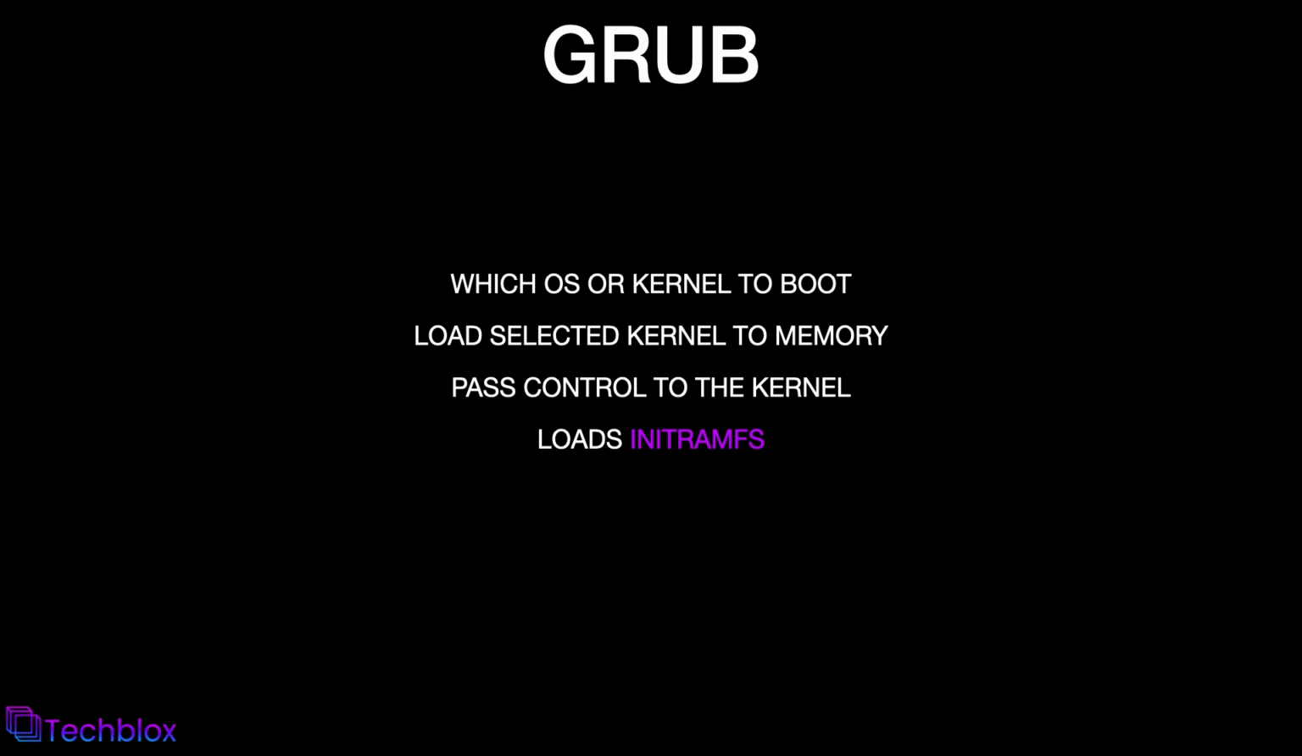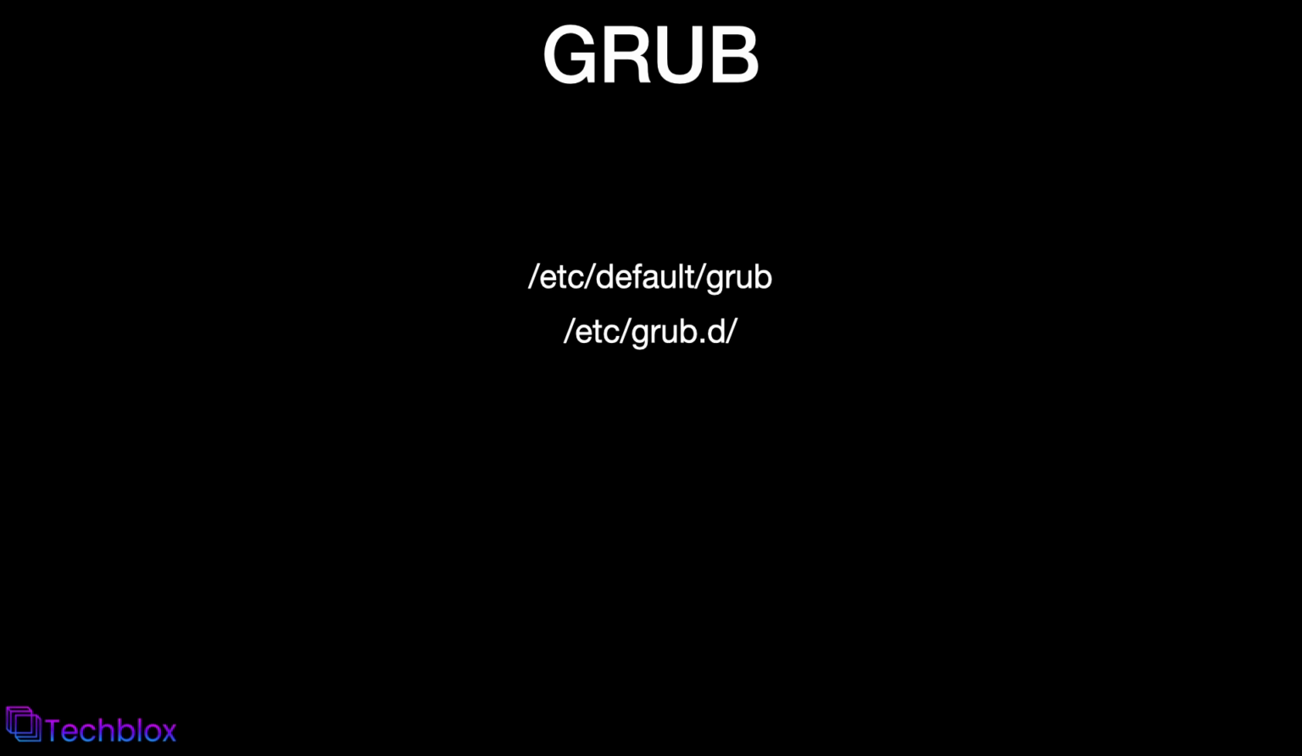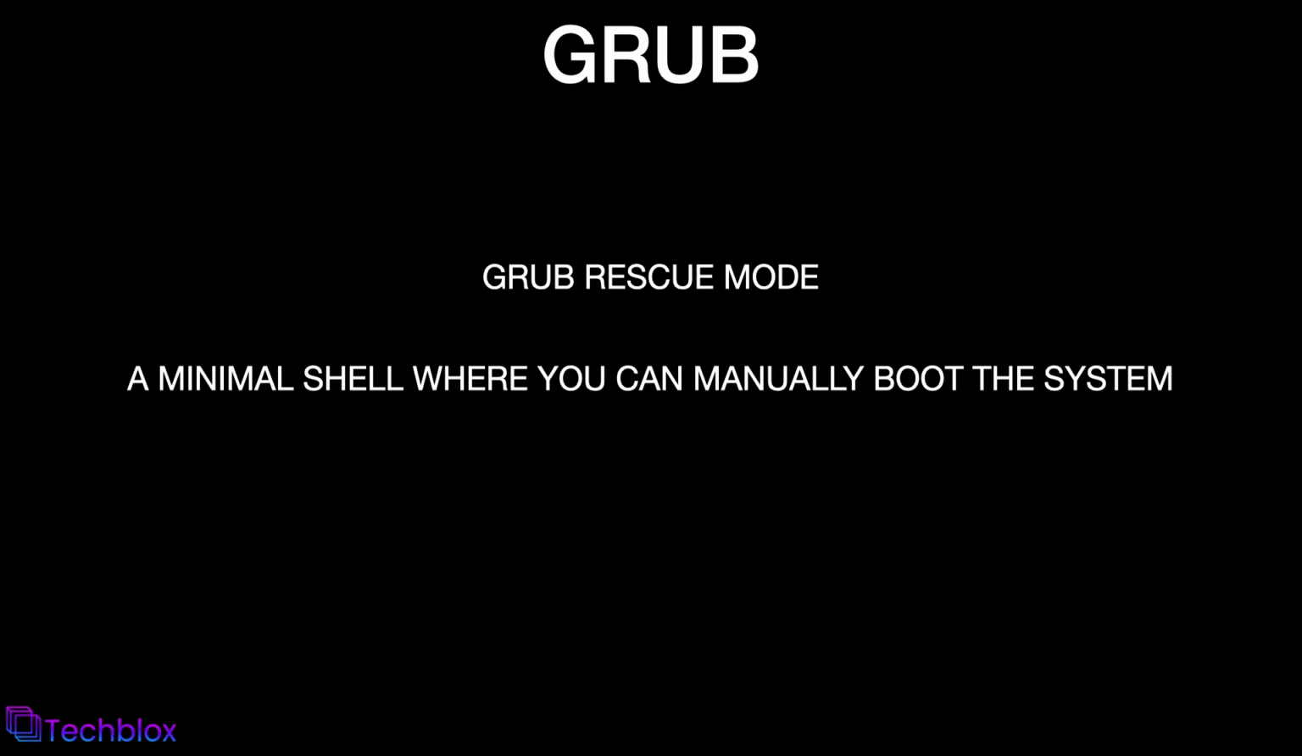GRUB's config comes from files like /etc/default/grub and scripts under /etc/grub.d, which get compiled into /grub/config. If that config is broken, you might land in something called GRUB Rescue Mode, a minimal shell where you can manually boot the system. Knowing how to recover from GRUB issues is a key skill when dealing with custom images or corrupted disks. So, what is that initramfs thing that GRUB loads?